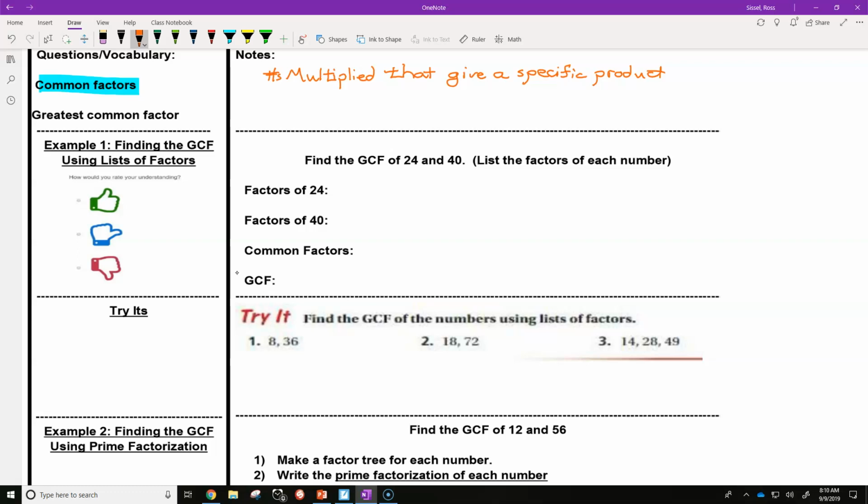Common factors are, we could just mainly say the same in front of it. They are the same numbers that are multiplied to give a specific product. Greatest common factor, we can simply say the largest factor shared. I think that's the easiest way to say it. Greatest common factor is the largest factor shared.